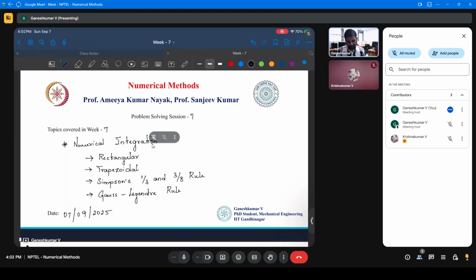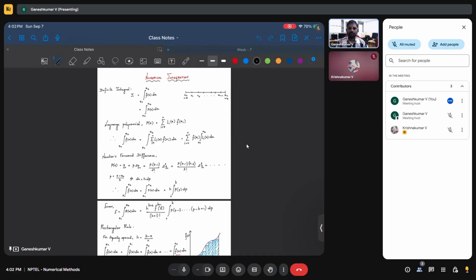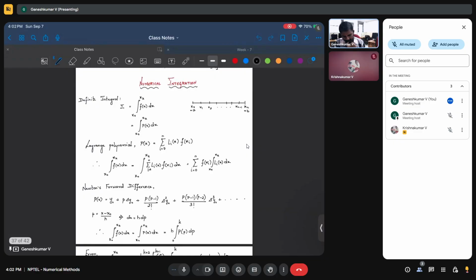Anyway, let's first just quickly go through this week's seventh lecture. It's going to be on numerical integration. Let me check my recordings before that. So what we did till now was we studied numerical differentiation, how to differentiate a function, and we saw different methods on how to differentiate.